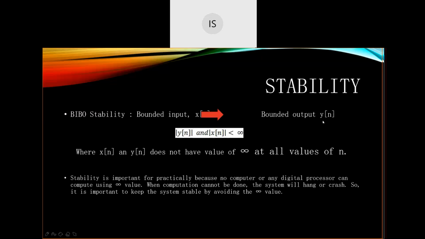Okay, next I will explain about stability. Stability is about bounded input to bounded output, where x[n] and y[n] do not have infinite value at any value of n. Stability is practically important because no computer or digital processor can compute using infinite values. When computation cannot be done, the system will hang or crash. So it is important to keep the system stable by avoiding infinite values.